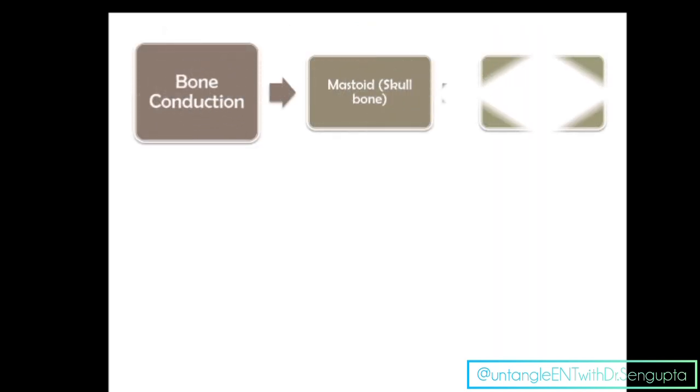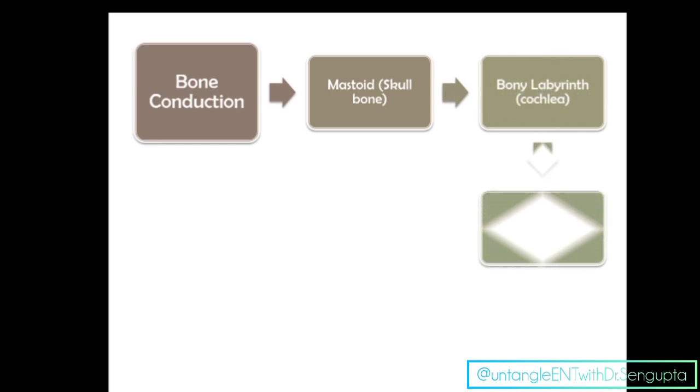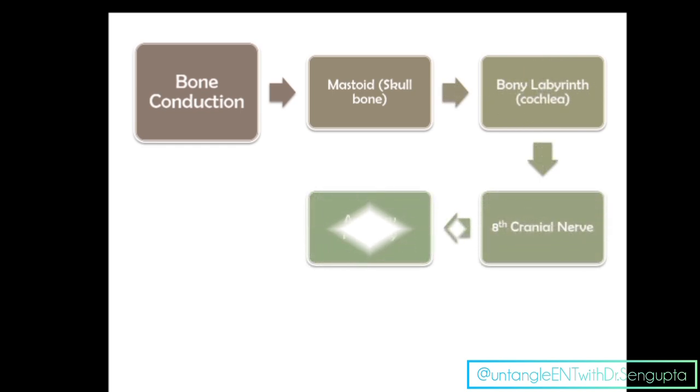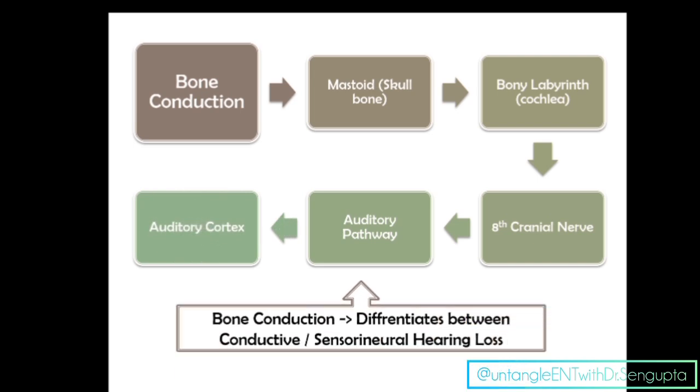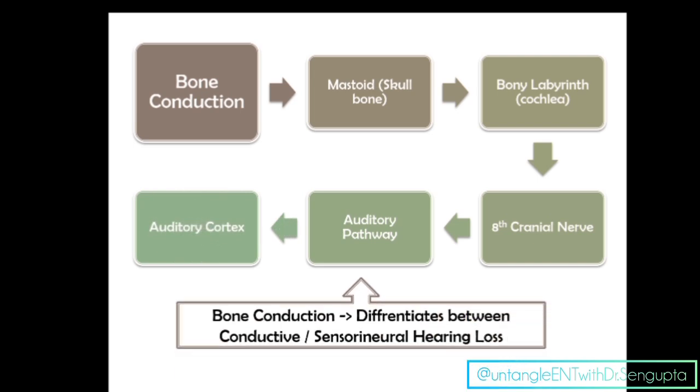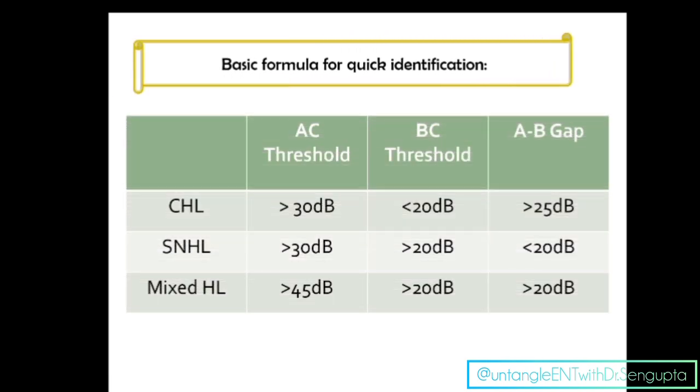Now, whereas for bone conduction, the pathway is different. The vibrators are placed over the mastoid, which is the skull bone, and the vibration is passed directly to the bony labyrinth or the cochlea. Then it goes to the eighth cranial nerve, auditory pathway, and auditory cortex. Therefore, bone conduction helps in differentiating whether it is a conductive hearing loss or a sensorineural hearing loss, because the pathway from pinna, external auditory canal, tympanic membrane, and middle ear cavity is not present in the bone conduction cable. So whether it is a conductive or sensorineural hearing loss, the differentiation can only be done by the bone conduction and not by the air conduction.